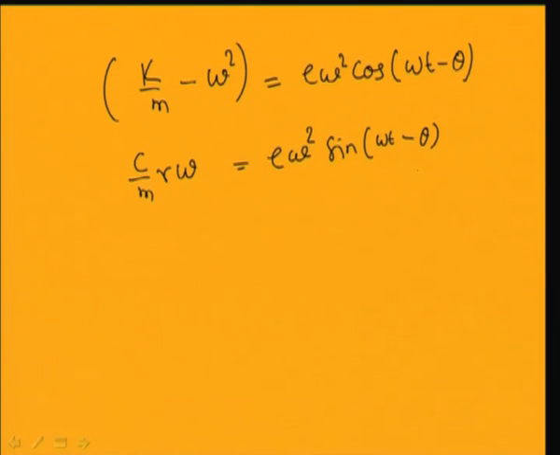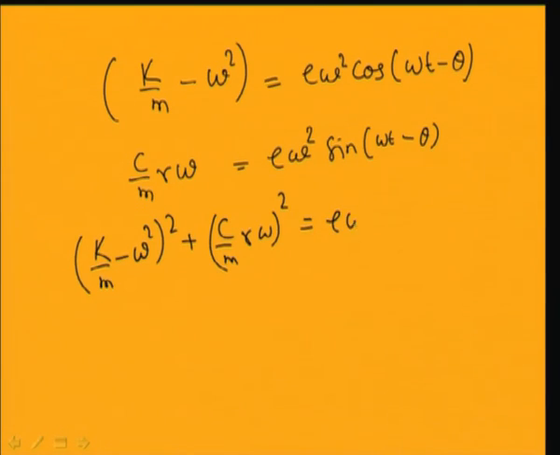So I can square and add these two. By squaring and adding I have k by m minus omega square, whole square, plus c by m r omega, whole square. So this will be equal to, as sin square and cos square add up to 1, sin square omega t minus theta plus cos square omega t minus theta becomes 1. So I have k by m minus omega square, whole square, plus c by m r omega, whole square, equal to e omega square. Similarly, I can find the expression for phi by dividing these.